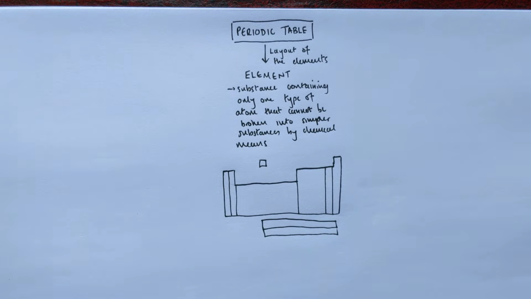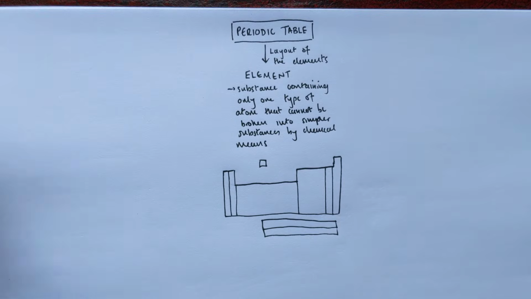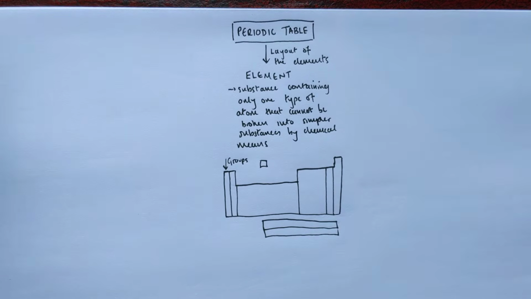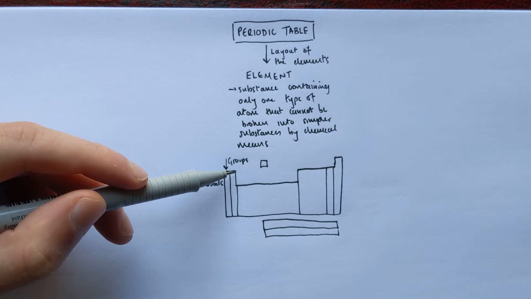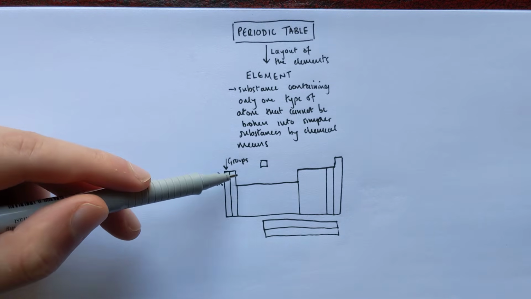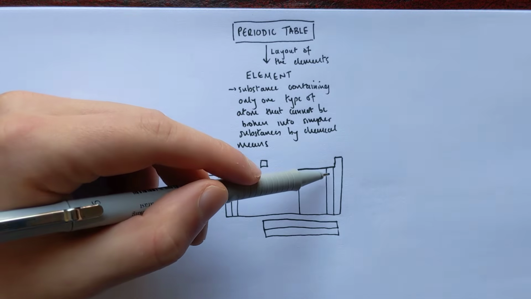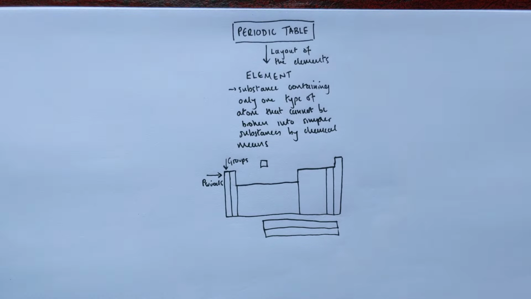Now, the basic features of this should be familiar to you, but just to recap them. The vertical columns across the periodic table are known as groups, and the horizontal rows are known as periods. You are meant to know the names of some specific groups: group 1 is known as the alkali metals, group 2 is known as the alkaline earth metals, the block in the middle isn't really a group but it's known as the transition metals, then group 7 is known as the halogens, and group 0 is known as the noble gases.